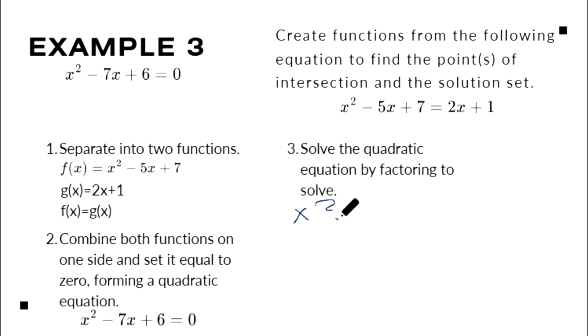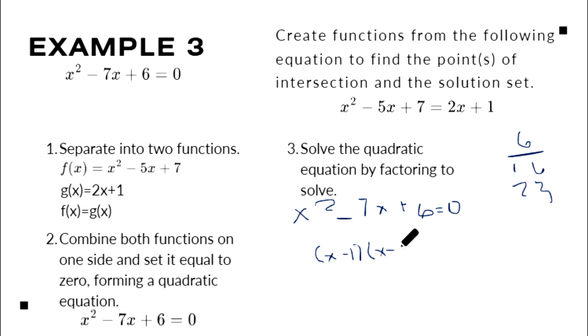We have x squared minus 7x plus 6 equals 0. So we need to find the factors of 6 that are going to give us that. So the factors of 6 are 1 and 6 and 2 and 3. Okay, so 1 and 6 will get us to 7 if they're both negative. So that means we should have x minus 1 and x minus 6.